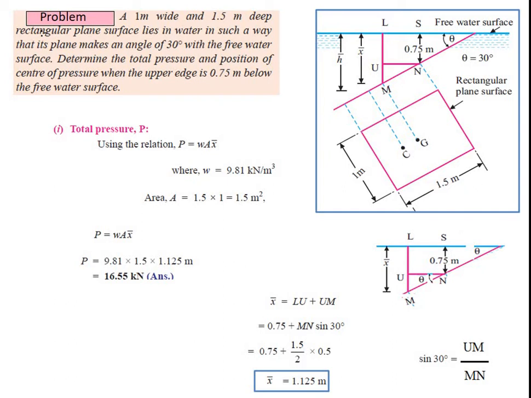So we can calculate P is equals to W into A into x bar. So it is nothing but 9.81 into 1.5 into 1.125 meter. So total pressure P can be given as 16.55 kilonewton.